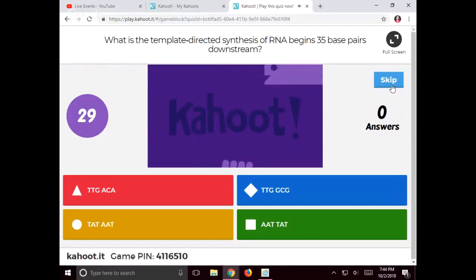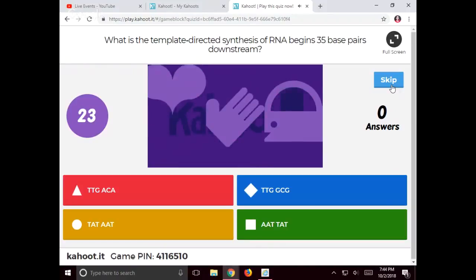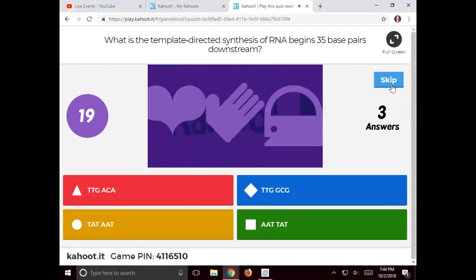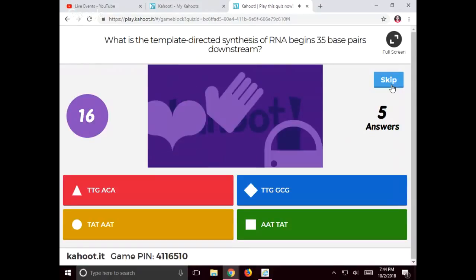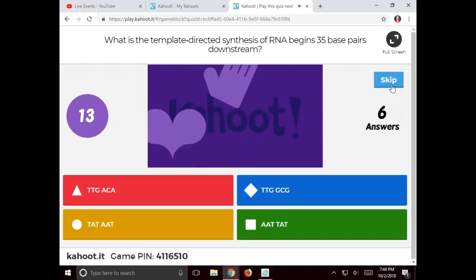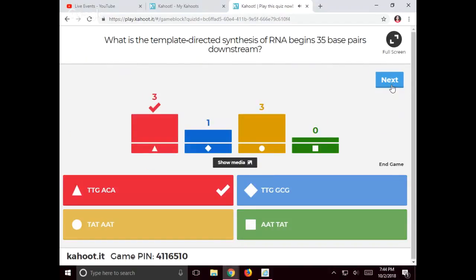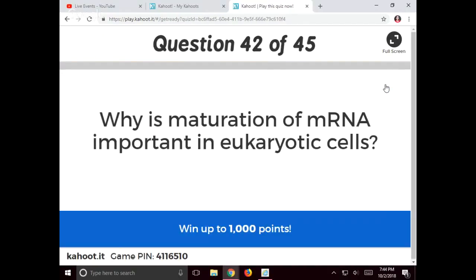All right, this one I believe is hard: what is the template-directed synthesis of RNA, which is the negative 35 base pairs downstream? Yeah, it's the CAAT box, which is that one. The TATA box is the one underneath it, that yellow one. That one is at negative 10 base pairs. Those are the two that you should know because she highlights them. I don't know if that's going to be that specific, but it is highlighted.